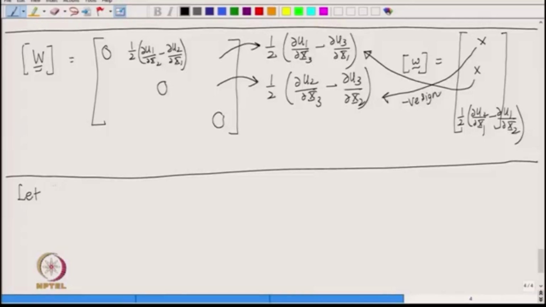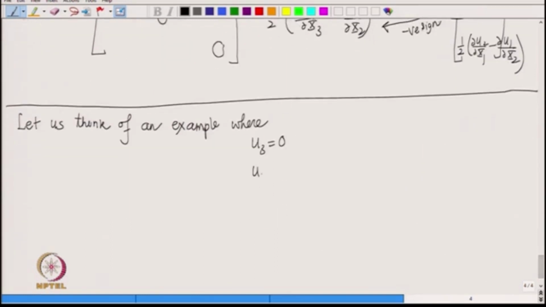So, let us think of an example where u 3 is 0. Okay. So, u 3 is 0 and u 1 and u 2 are only present, but u 1 is then a function of only x 1 and x 2. So, this is a specific example. Okay. In general, u 1 is a function of x 1, x 2 as well as x 3, but here let us think of an example where u 1 only depends on x 1 and x 2, and u 2 likewise also only depends on x 1 and x 2.